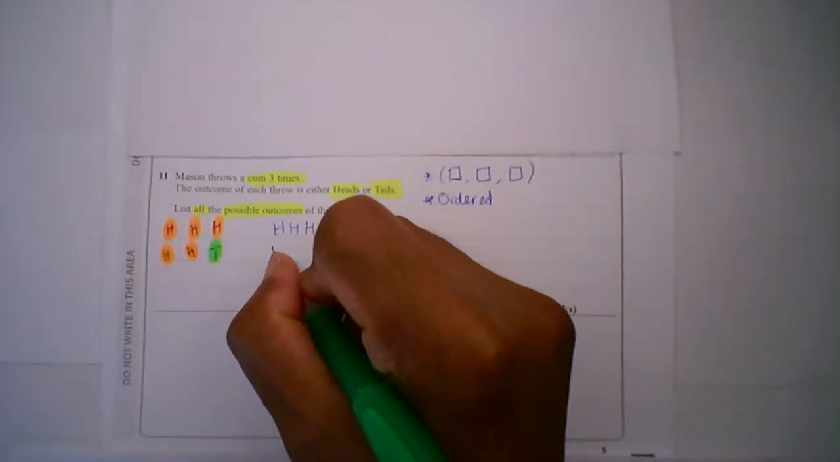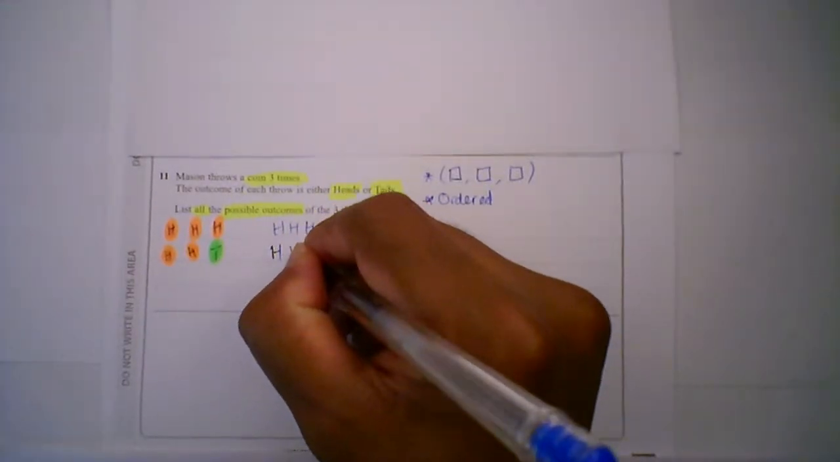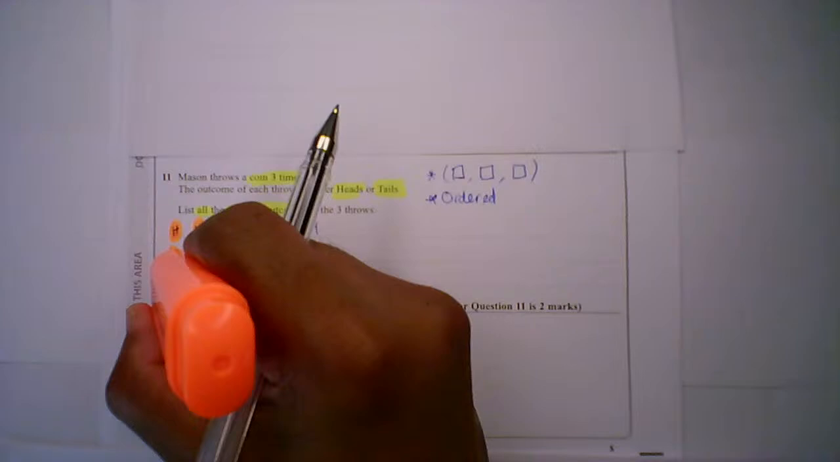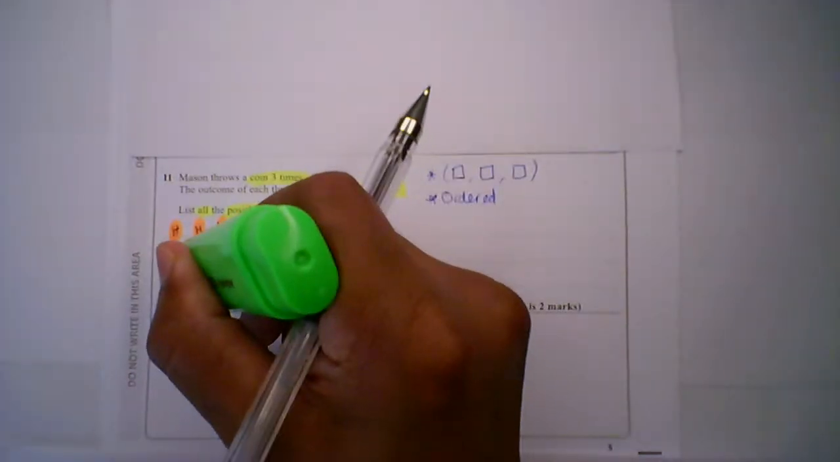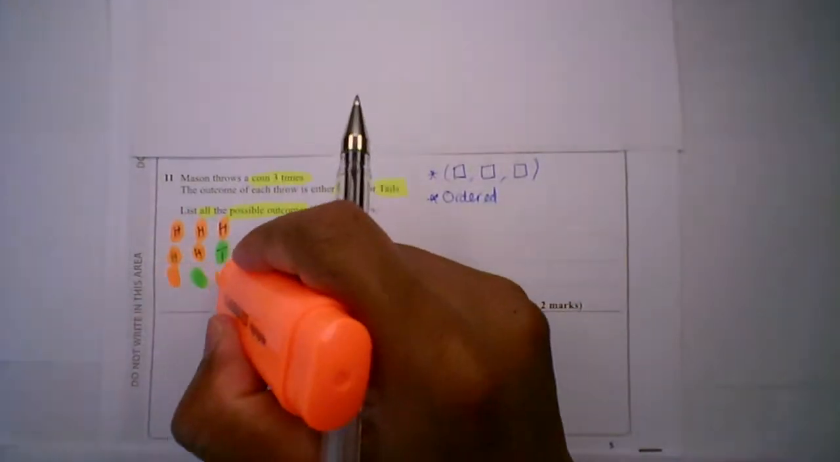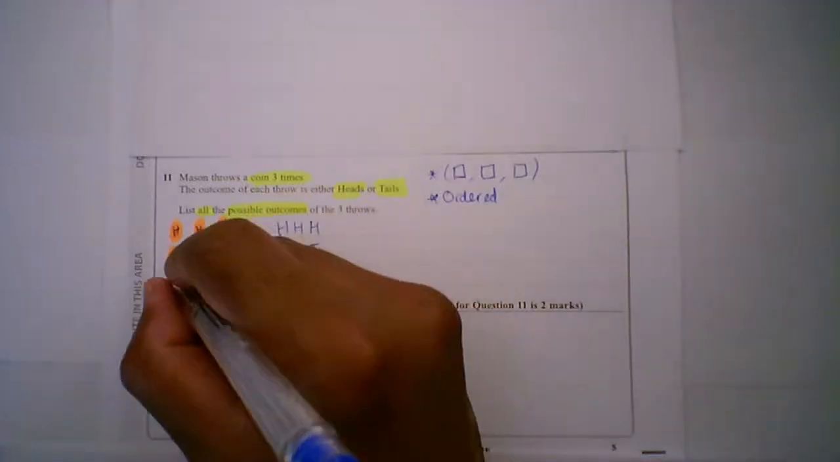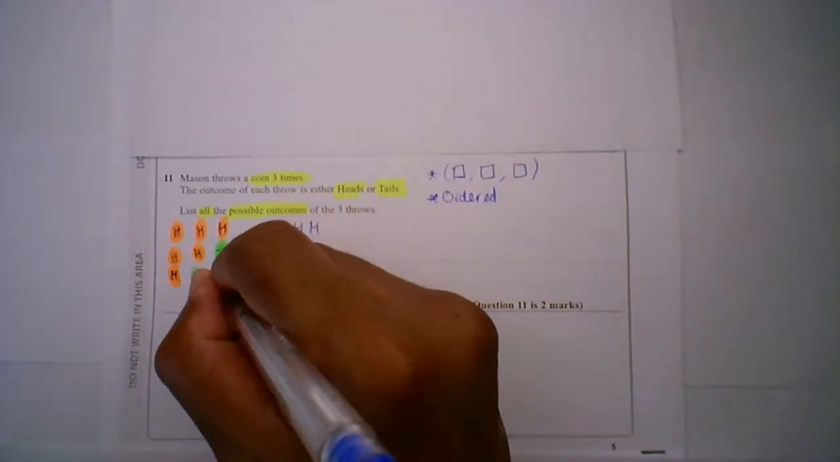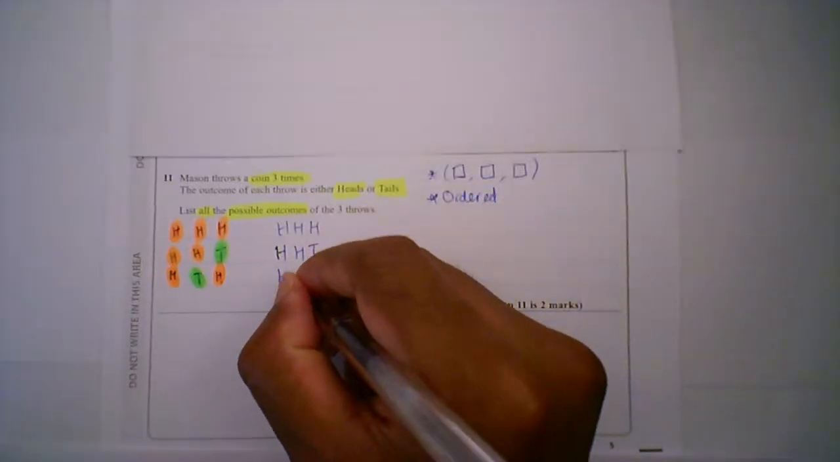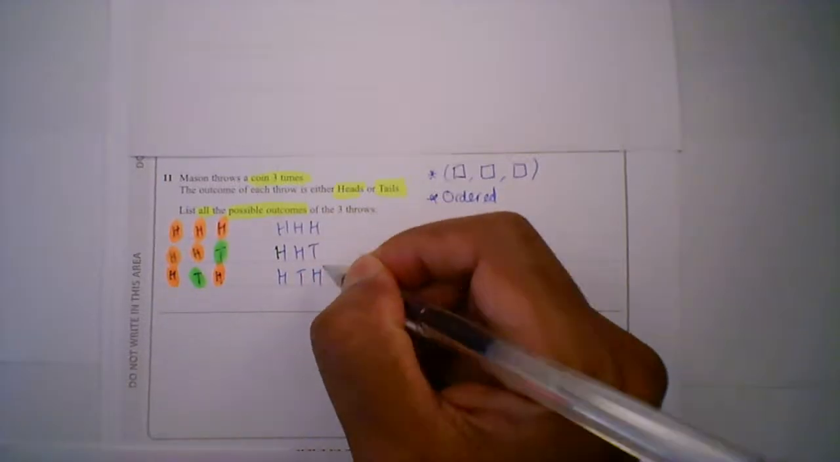So heads, heads, and tail. Okay, now the next one. So this time round, heads is going to stay the same, but this becomes a tail, and this stays as a head. So I've got head, tail, and head.